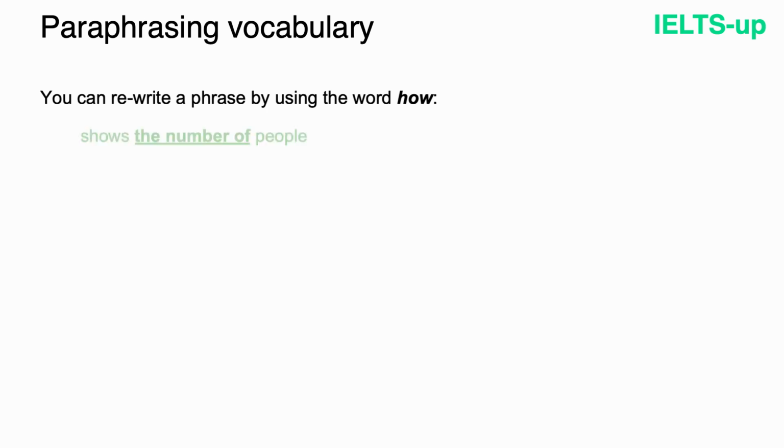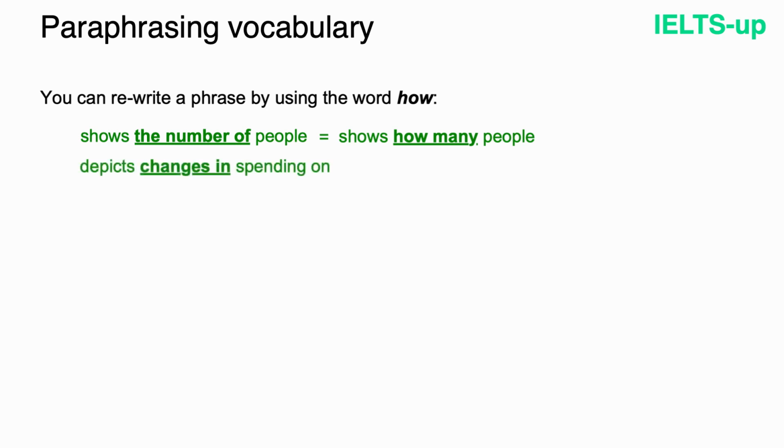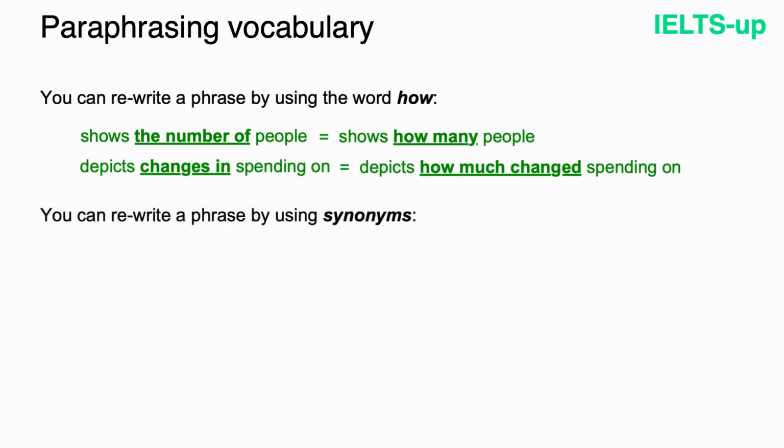For example, "shows the number of people" is equal to "shows how many people," or "depicts changes in spending on" is equivalent to "depicts how much change spending on." Also, you can rewrite a phrase by using synonyms. For example, you can replace the following phrases.